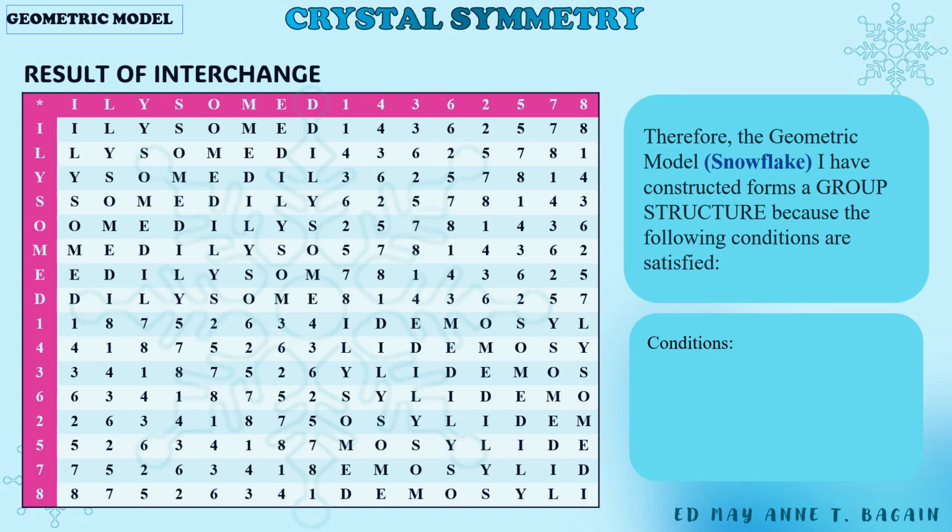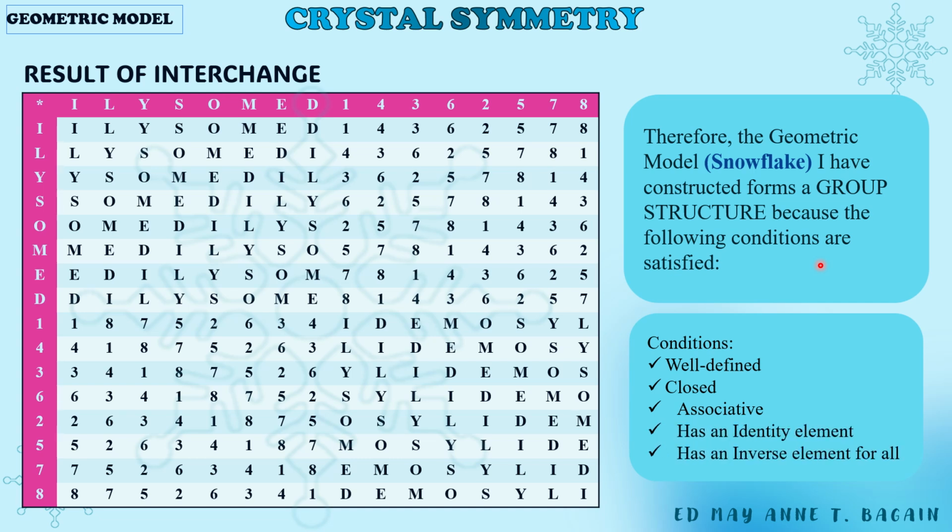Therefore, the geometric model, snowflake or crystal symmetry, that I have constructed forms a group structure because the following conditions are satisfied. It is well defined, it is closed, there exists an associativity, it has an identity element which is I, and it has an inverse element for all. And that would be it.